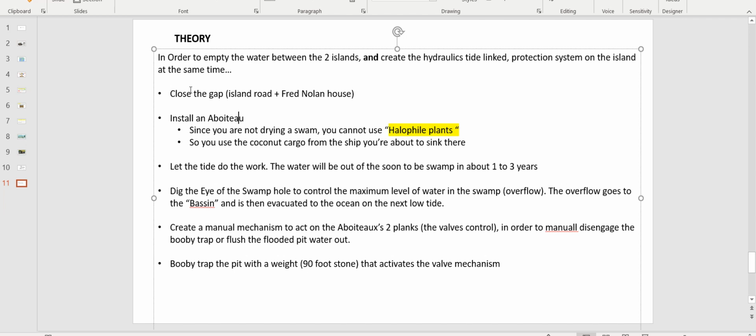So now that you close your gap, you install your abwato, but you're not drying out a swamp to begin with. You're drying out seawater that is just laying there, salted water.